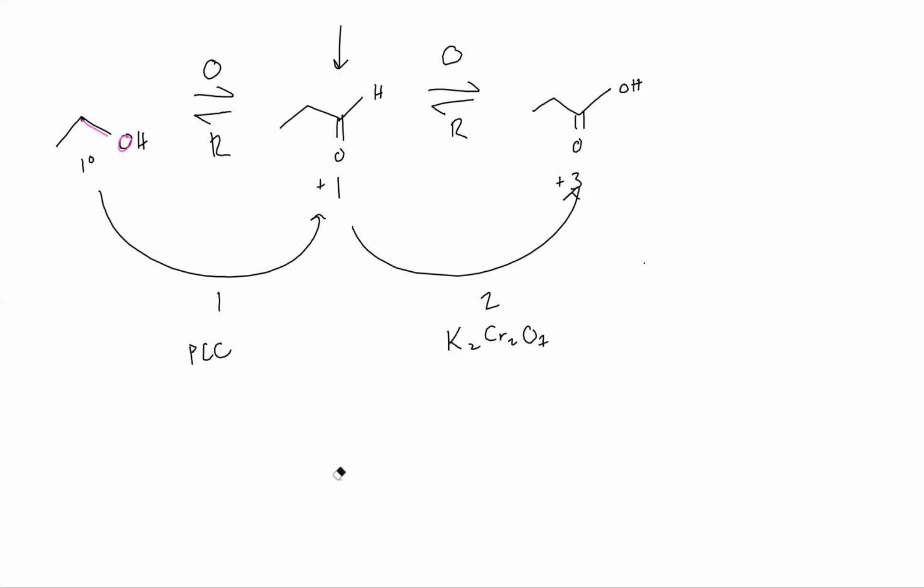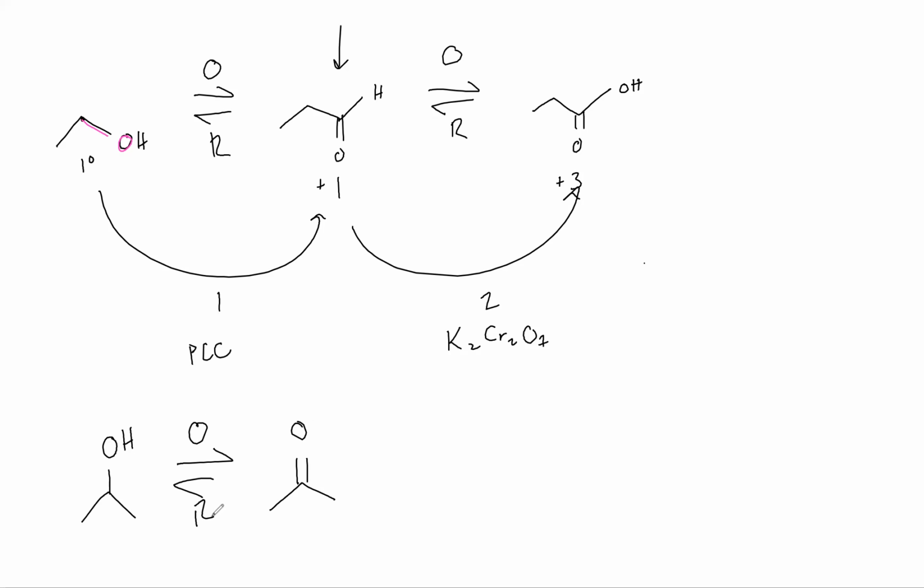One other thing to consider is whenever we have a secondary alcohol. What if we have something like this? Well, we can only oxidize once because we can't get rid of carbon-carbon bonds when we are doing oxidation. We only get rid of carbon-hydrogen bonds. If we got rid of carbon-carbon bonds, then that would be like a completely different reaction.